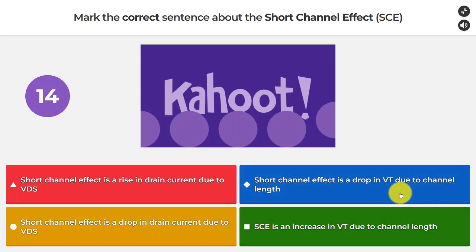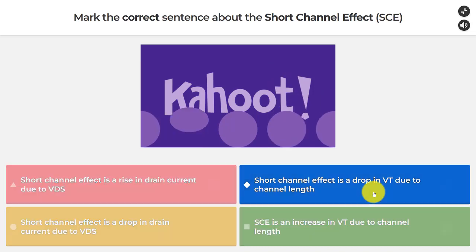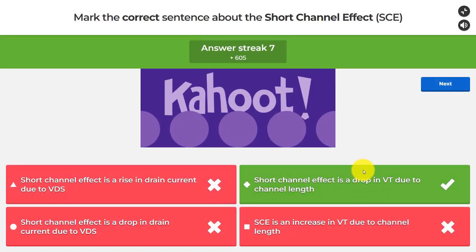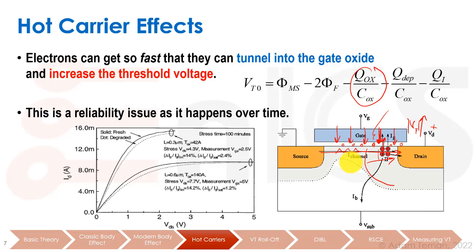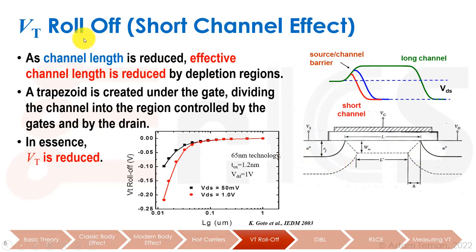Well, again, we have these two which are exactly opposite to each other, and these two are also opposite to each other, but the only one that is the short channel effect is the channel length effect on VT. So let's go back to the slide about short channel effect. It's also called VT roll-off, and that tells us that as we have this type of graph which has this kind of drop at some point, that's a roll-off.